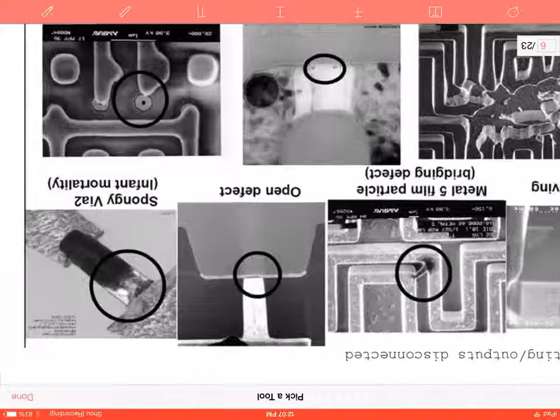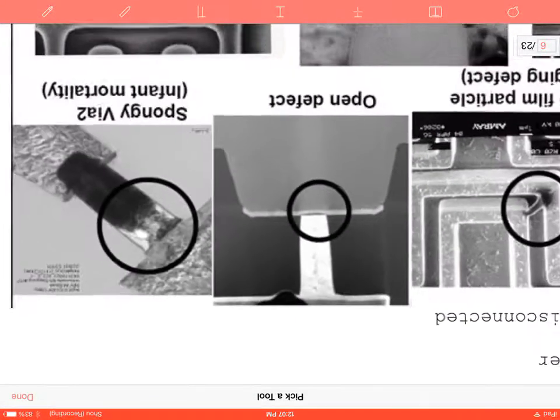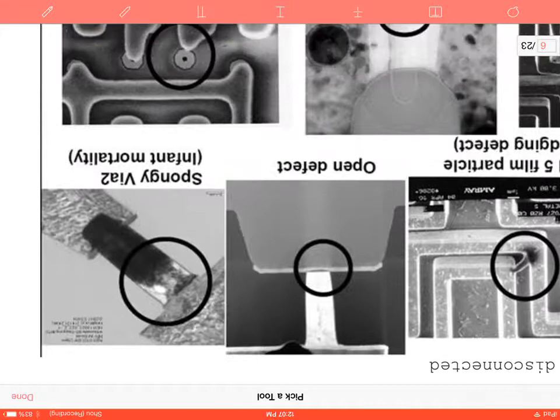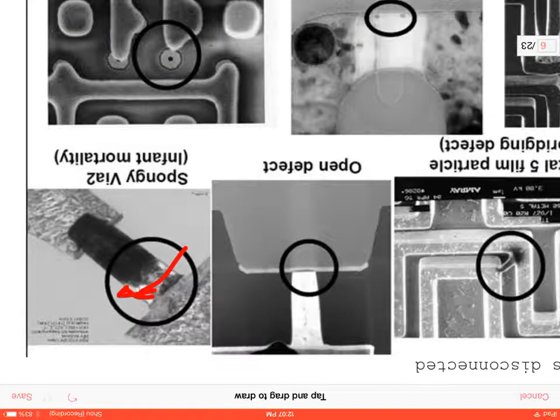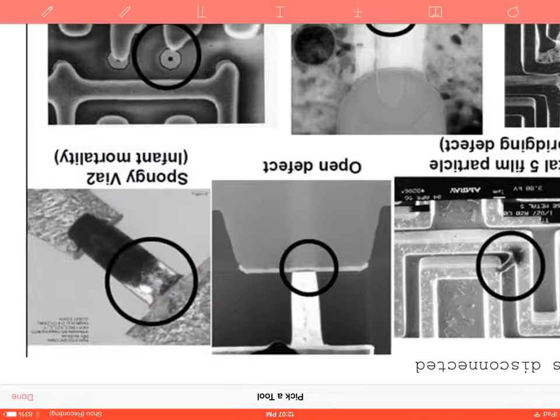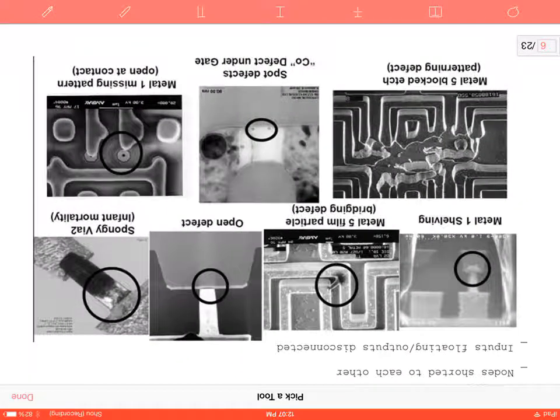Here, an open defect is, it's supposed to connect, but it doesn't. So here you're supposed to have vias that actually connect. Remember we were talking about vias at the pins that are supposed to connect different metals to propagate the signals. At the foundry stage, it's also called infant mortality. I know. I'm the messenger. Don't shoot me.